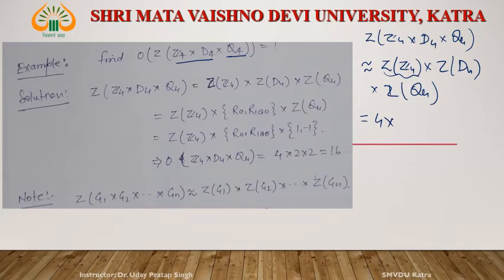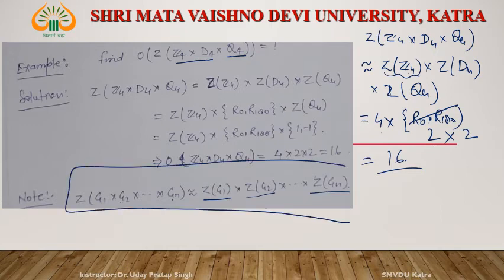What is Z of D4? Z of D4 is R0 and R180, and the order is 2. And what is Z of Q4? Z of Q4 we already evaluated, that is 1 and minus 1. This order is also 2. Then 4 into 2 into 2 is 16. And the generalization of the above theorem says that the center of G1 cross G2 cross up to Gn is not equal to, but isomorphic to, the center of G1 cross center of G2 cross up to center of Gn. This is the generalized result.